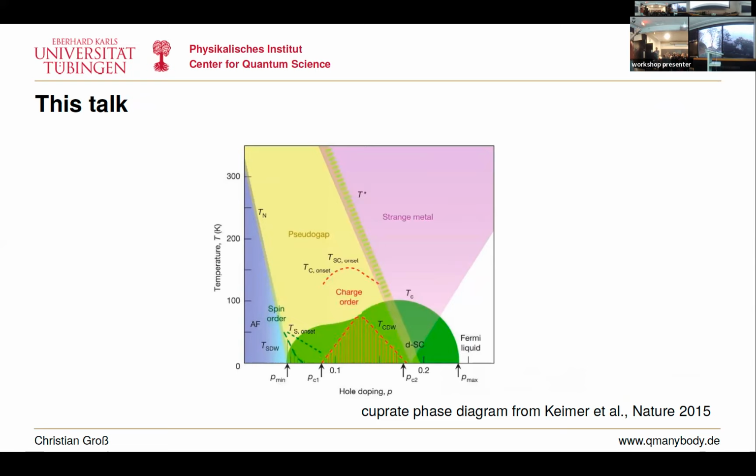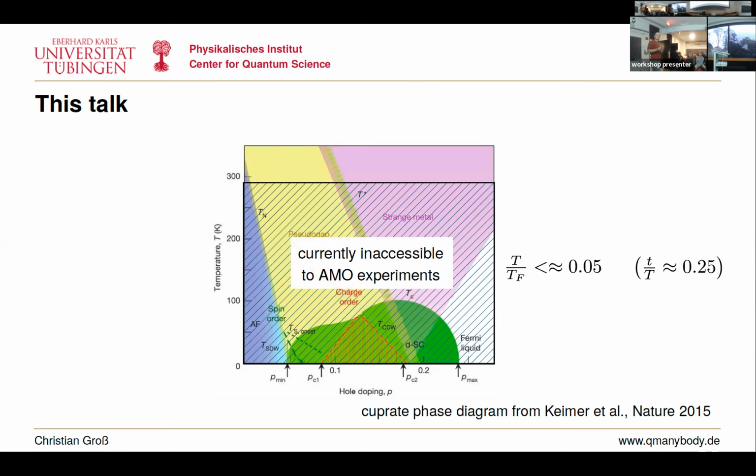The outline of my talk is this phase diagram of the cuprates, which has little to do, as we also learned in this conference, with 2D Fermi-Hubbard models, at least without T prime. Let's just take it as a motivation and to place our experiments in that phase diagram. This talk is largely about trying to reach this region below T over TF of about 0.05, which corresponds pretty nicely to T over t around 0.25 in the lattice for the parameters where we usually are, and how we can access that region.